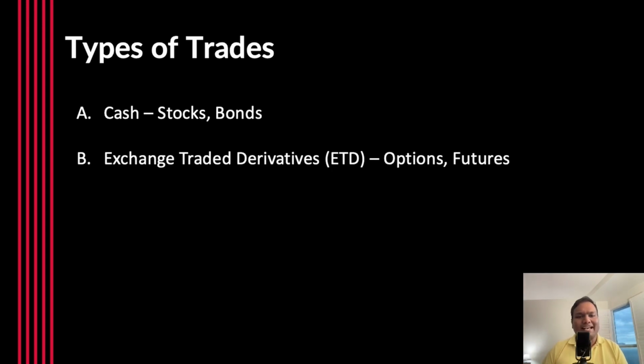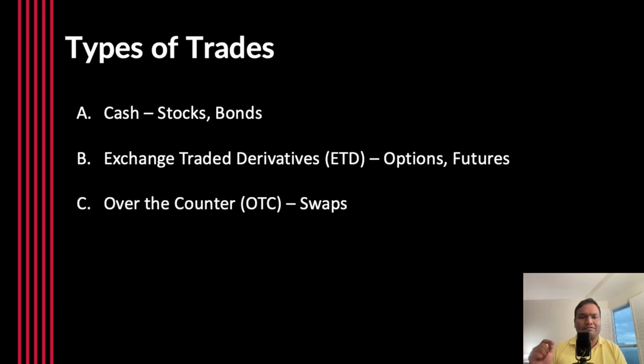Second are the exchange traded derivatives. The nomenclature for this is also quite self-explanatory. You will have exchanges all across the world. You have the Nasdaq in US, you have the National Stock Exchange in India, and so on. Securities which are traded in these exchanges, and more specifically derivatives, are called exchange traded derivatives. These include options, futures, and so on.